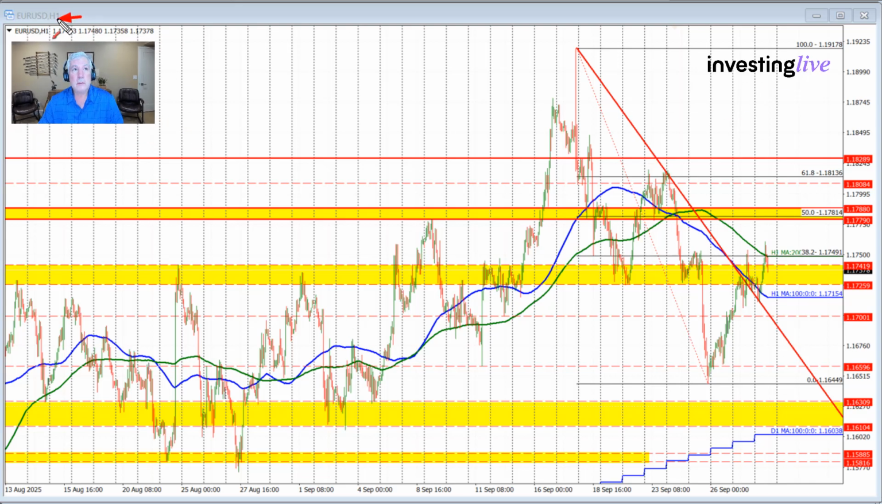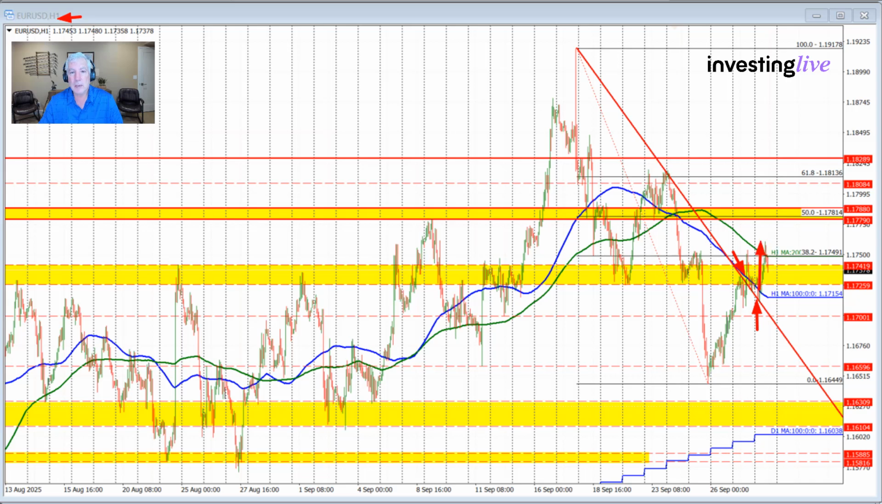Take a look at the euro versus U.S. dollar on the hourly chart. We broke higher in yesterday's trading, breaking above the 100-hour moving average in the process. However, by the close, the price had moved back down toward that moving average and also toward the underside of this broken trend line. In the Asian session, we did move lower following the broken trend line down here, but found support buyers against that level and then started its rotation back to the upside.